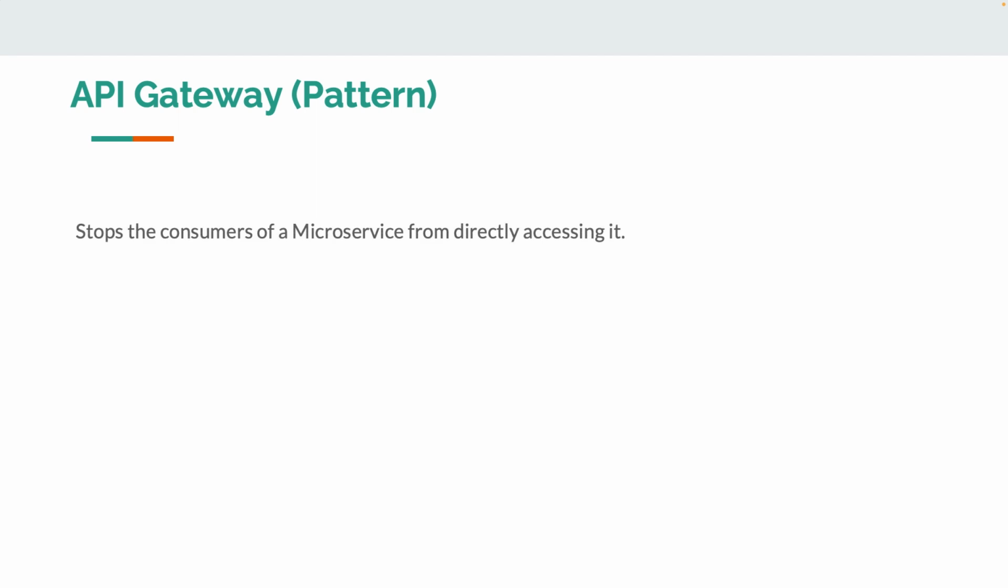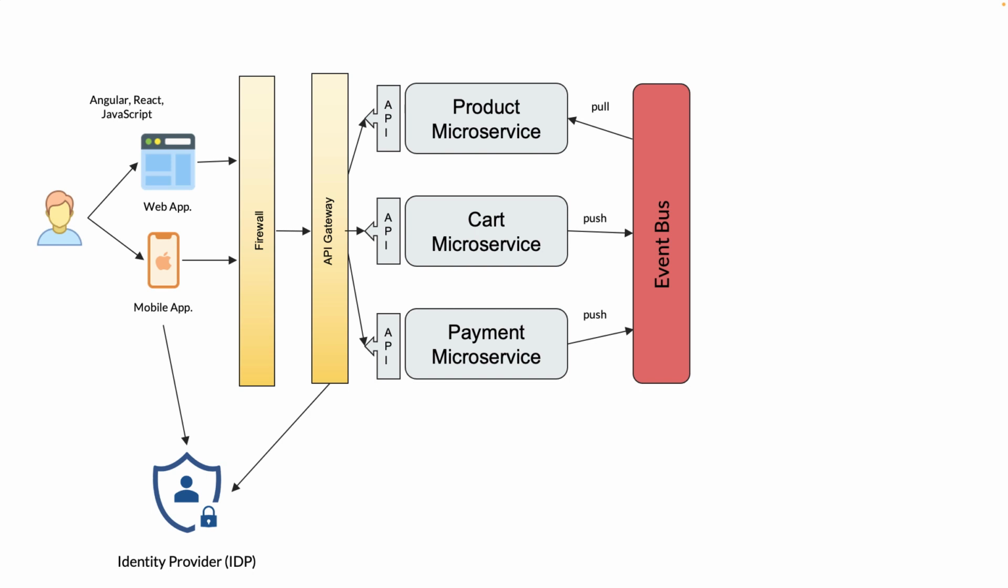API Gateway stops the consumer of a microservice from directly accessing it, and therefore it removes the direct dependency of the client of a microservice on the actual microservice. So if we go back to the diagram of a microservices-based architecture, we will see that there is a web application that needs to talk to one or more microservices. And as we said before, it's not a good idea to allow the website to directly talk to the microservices, because that would create a dependency.